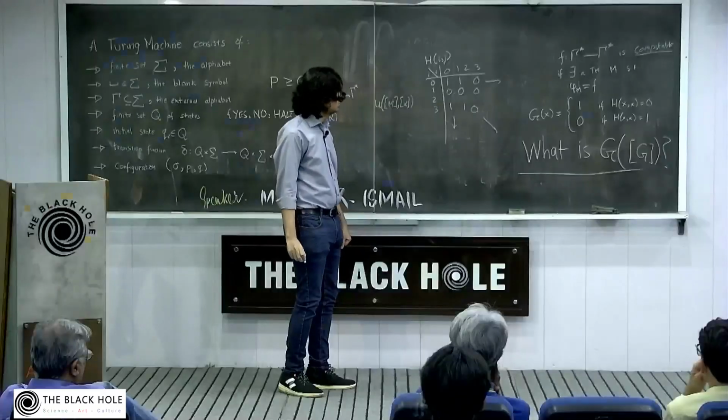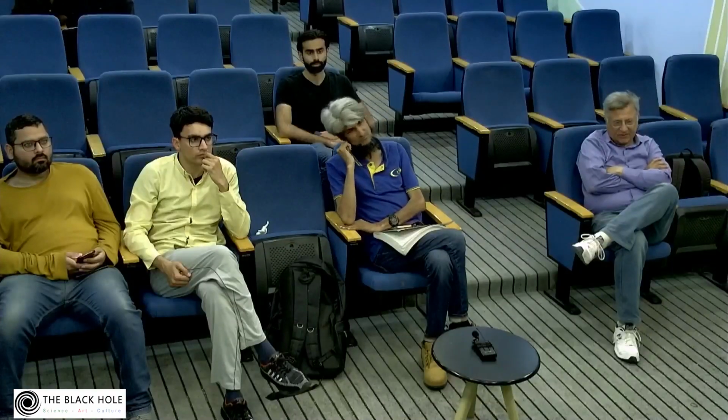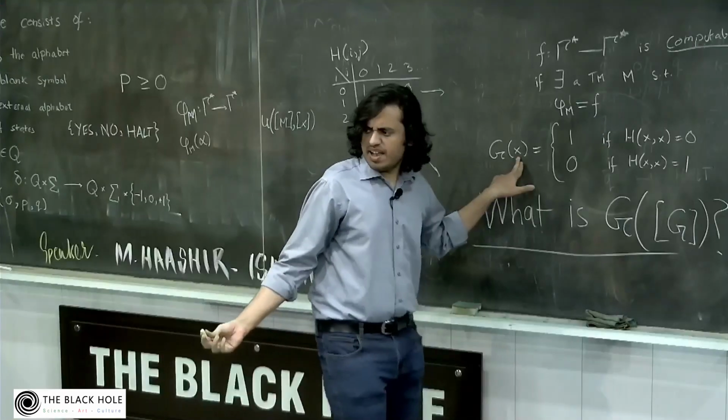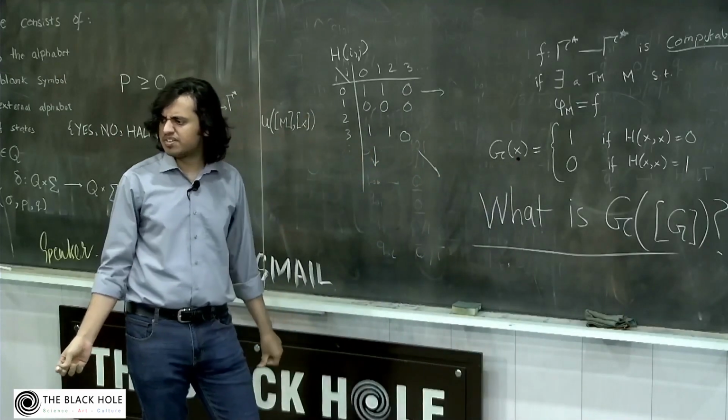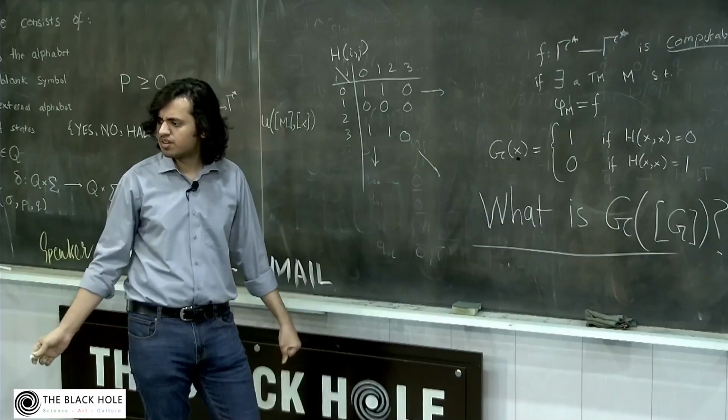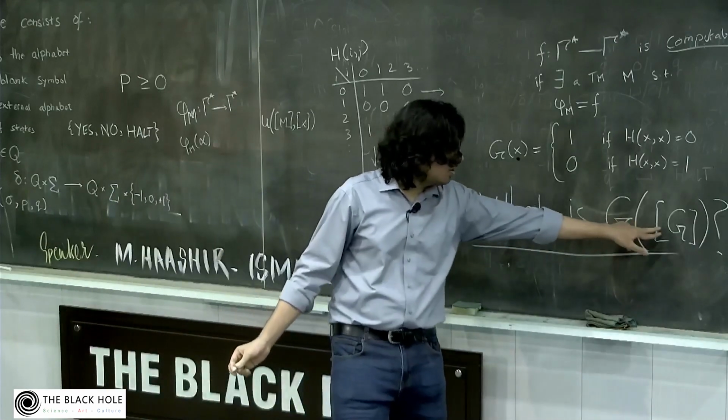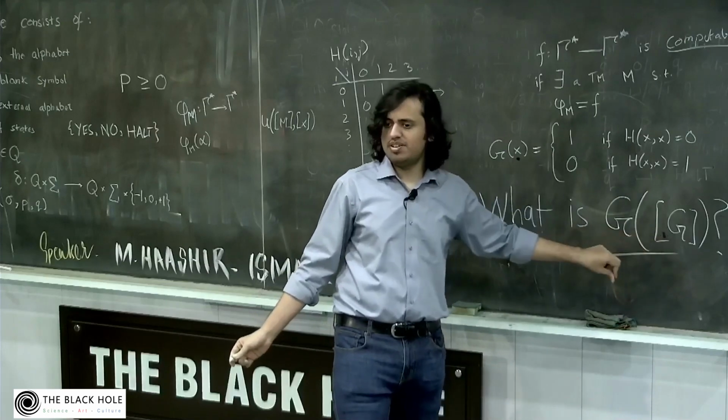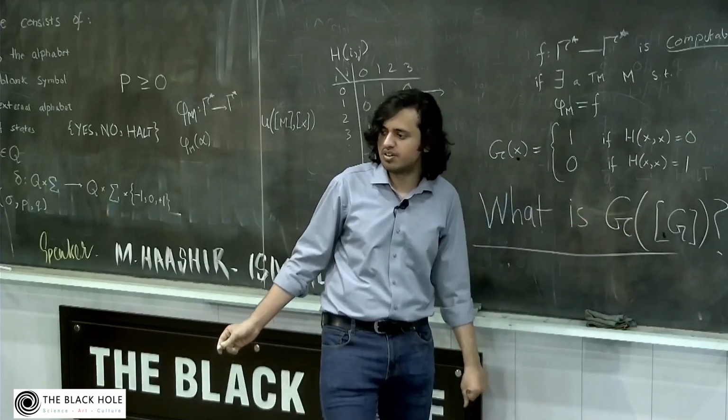So G is defined on X. What do you mean by G defined on? X is still a natural number at the end of the day. We're not working with the reals. And by G of encoded G, I mean that G is now permitted to read its own representation.